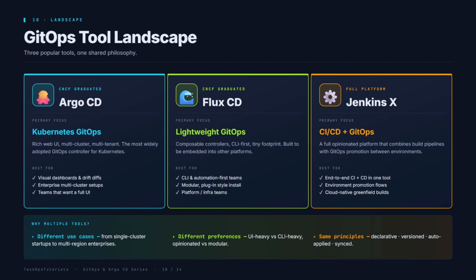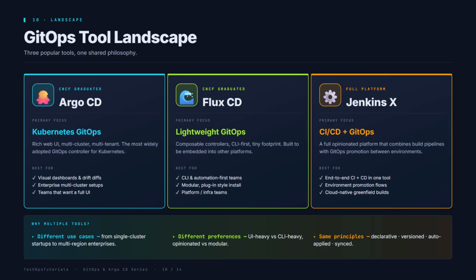Now that we understand the GitOps workflow, let's look at some of the popular GitOps tools available today. All of these tools follow the same GitOps principle that we have discussed. The main difference is in their features, user experience, and the type of team they are designed for.